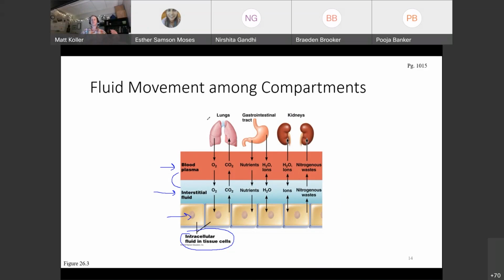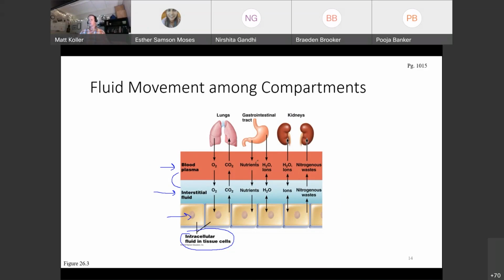Now think back to week 3. Carbon dioxide is a byproduct of metabolism. Well, carbon dioxide will build up in the cell, will diffuse into the interstitial fluid, will diffuse into the blood plasma, and will diffuse into the lungs, and you breathe out carbon dioxide.